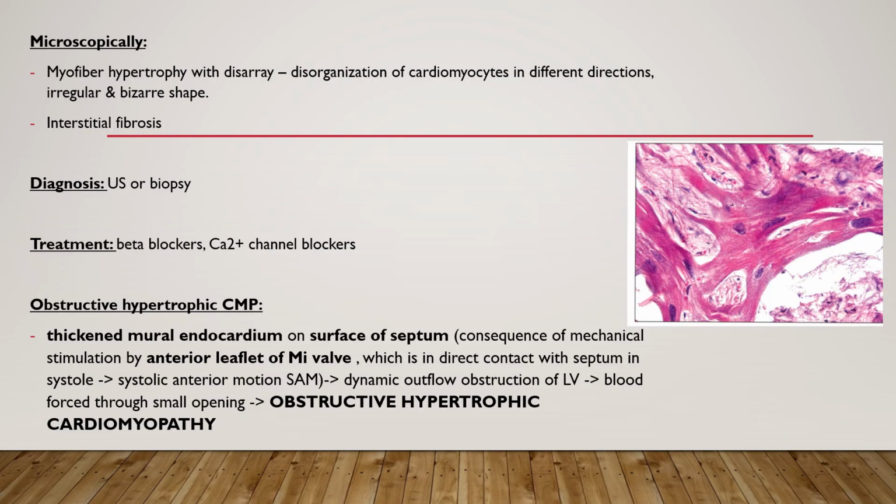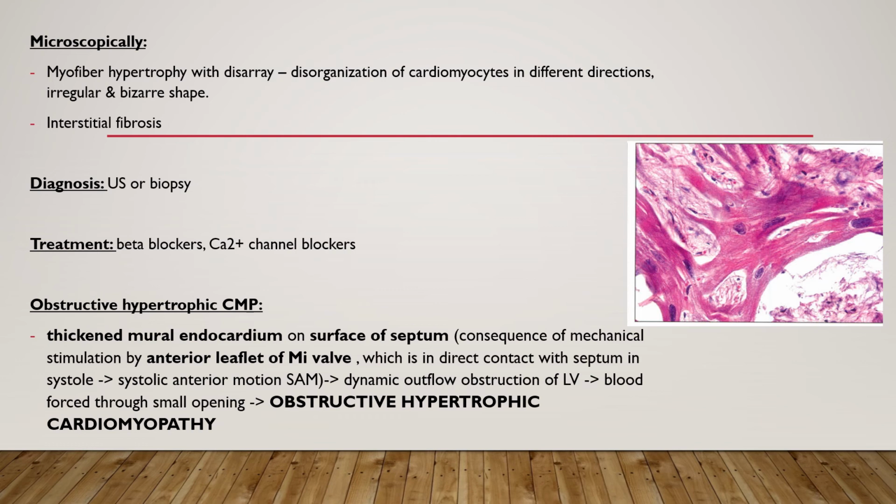Microscopically, for hypertrophic cardiomyopathy, we will see quite disorganized cardiomyocytes going in different directions. There's no proper array. There is a disarray, in fact, and they're of an irregular and bizarre shape. So we will see myofiber hypertrophy with disarray, as well as interstitial fibrosis. You can diagnose usually with ultrasound or biopsy, and treatment is usually with beta blockers or calcium channel blockers.